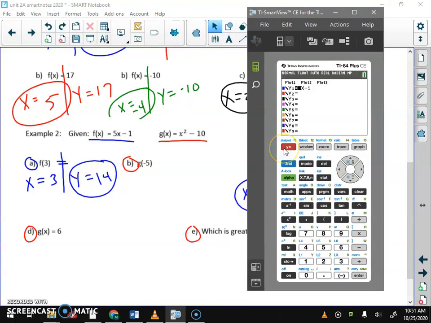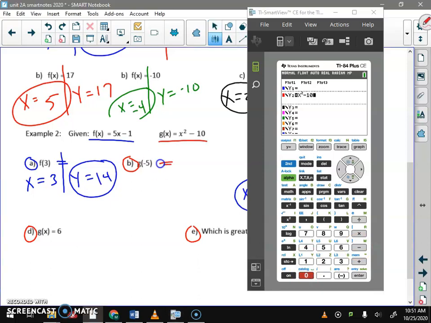I'm going to go to y equals, clear that junk out. I'm actually going to move it down to y2 to make it red. X, the squared key is first column about halfway down, minus 10. So now I got g of -5. I'm going to hit equals, x equals, y equals.